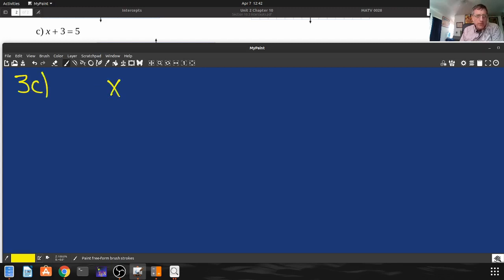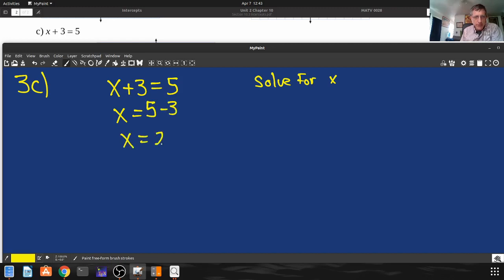So we want to do x plus 3 is equal to 5. Notice there is no y. There's no y to be found. So all I do is I solve for x. And that gives me x is equal to, I move the plus 3 over, so that gives me x is equal to 2.